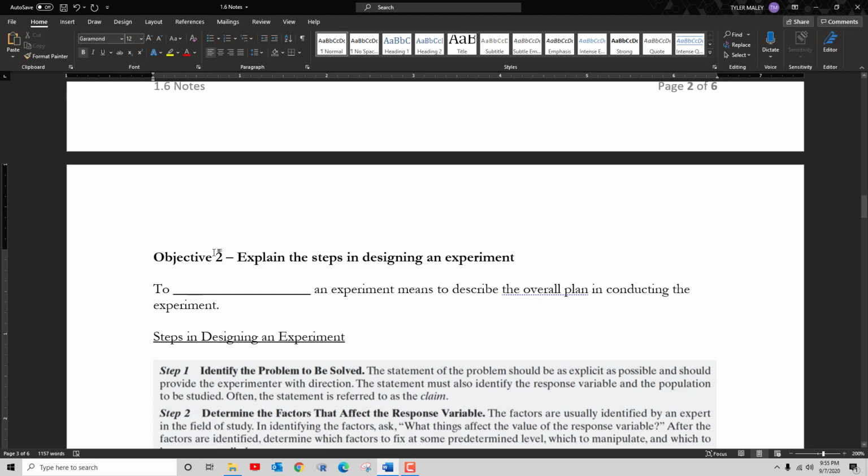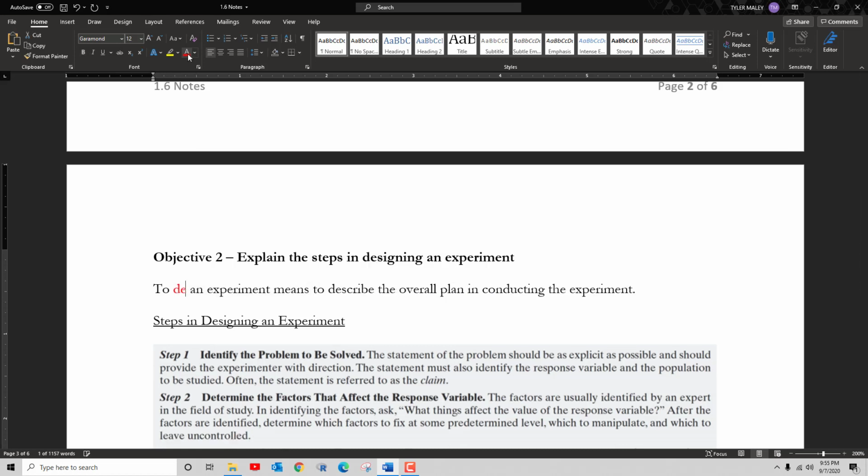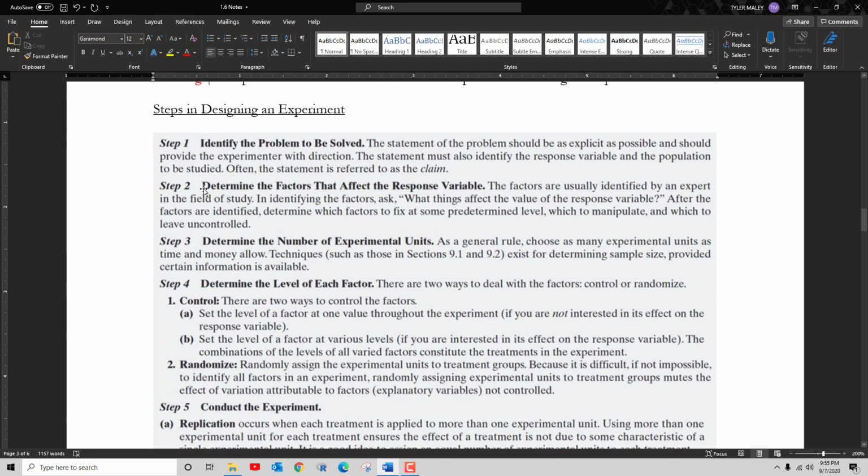Right? So then objective 2, we want to explain the steps in designing an experiment. To design an experiment means to describe the overall plan and conducting the experiment. So then I have here, these are steps in designing an experiment.